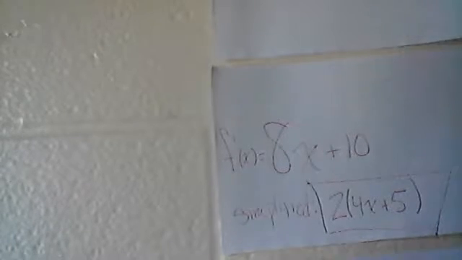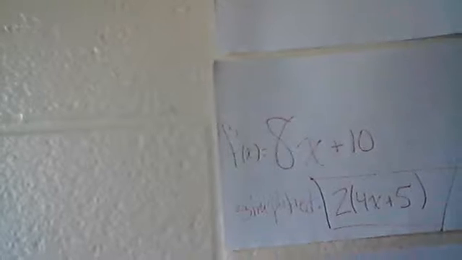After that, usually your teacher is going to have you do a simplification, which I have listed right underneath: 2 times the quantity 4x plus 5. The way I got that was dividing 8 and 10 by 2 and taking that out, putting it outside the parentheses, which is how you get that. And that's how you get the first derivative.